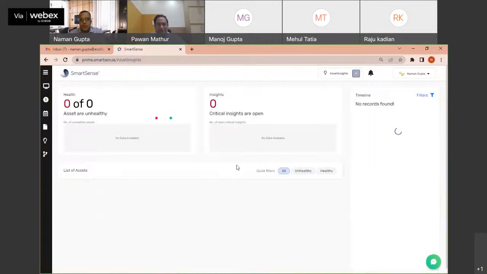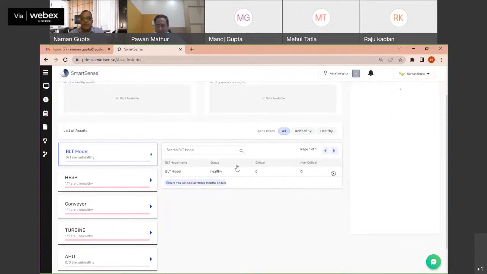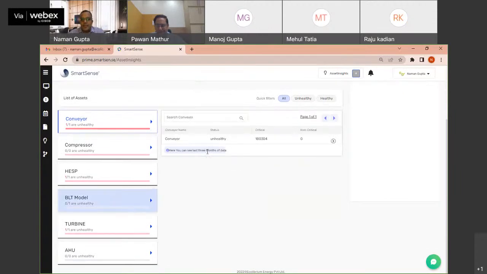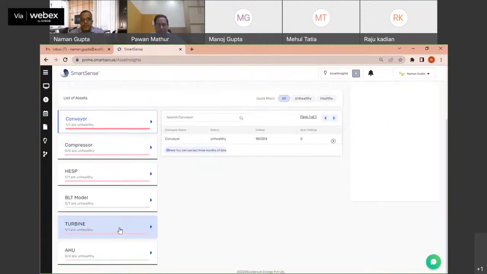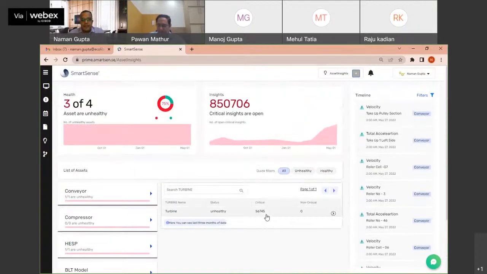So this is what we call asset library. Here, any kind of asset, whether it is BLT, HESP, conveyor, turbine, AHU, chillers, etc., can be integrated. It's a self-learning library, and it is classified in various classes. And then, if we click on any one of this, let's take the example of the turbine, we will get all the turbines which are available in your unit or group.